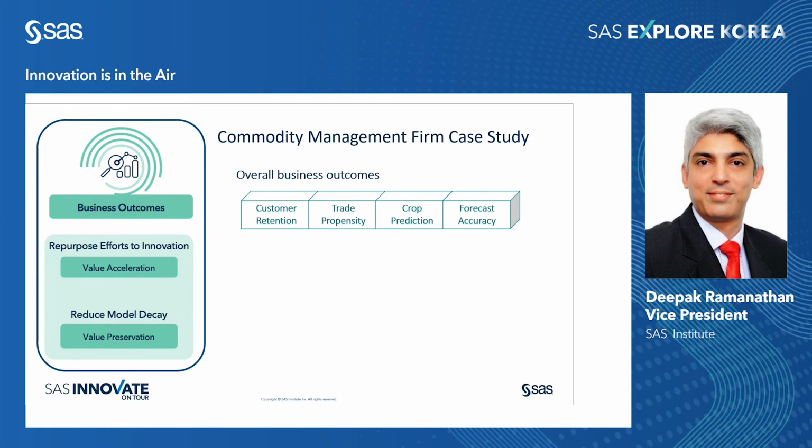The value preservation is once you have got that monetization, you are able to predict the right customer to retain. You're able to predict the right trade propensity to have. You're able to predict what crop output you're going to see, and you're able to forecast in this uncertain world what that crop output is going to look like is critical, right? And that's where the value preservation comes in, because to maintain, not only being able to build models to predict these, but being able to preserve and continuously fine-tune those models is absolutely critical for a lot of our customers.